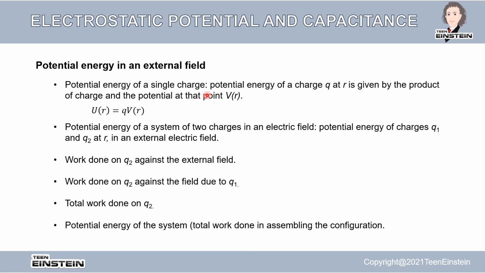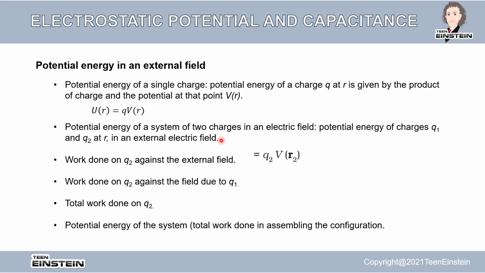So the potential energy of a single charge, potential energy of a charge q at r, is given by the product of charge and the potential at that point, V of r. So if I am bringing the charge q, when there is already potential V present, the potential energy of this particular single charge to be at that point is q into V of r. And the potential energy of a system of 2 charges in an electric field, potential energy of charges q1 and q2 at r in an external field, we are going to calculate this. So first we are talking about potential energy of the single charge in an external field.